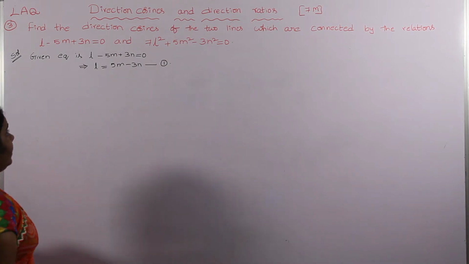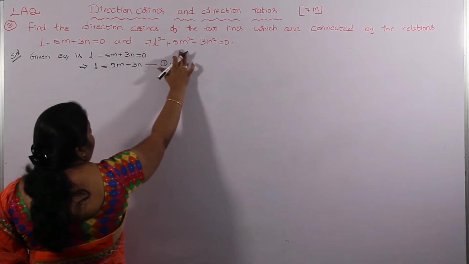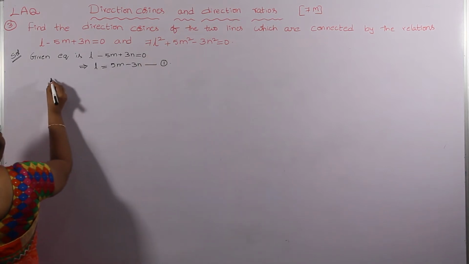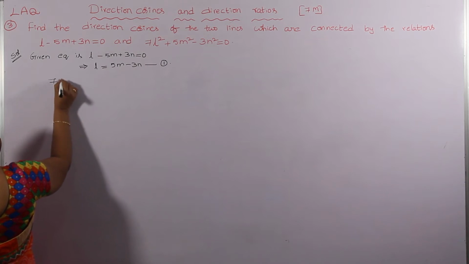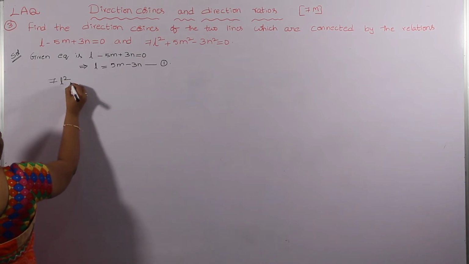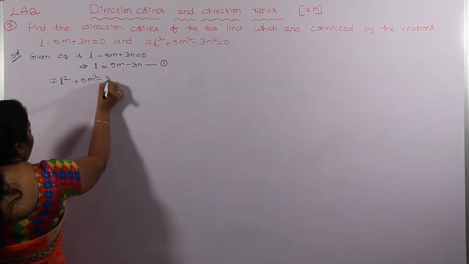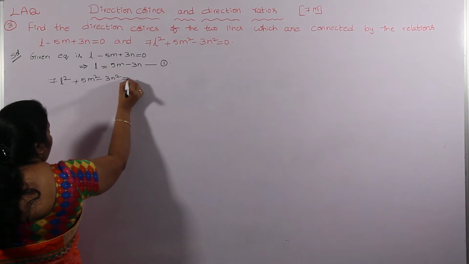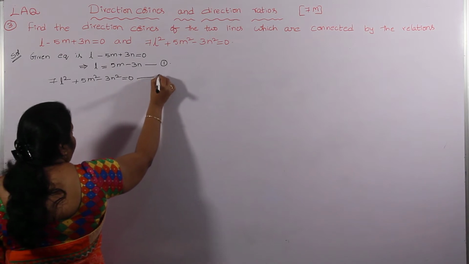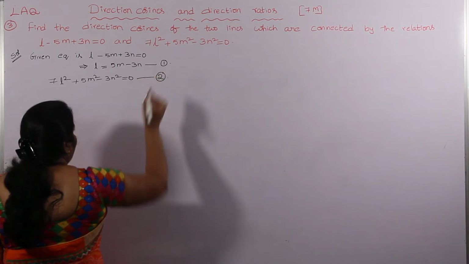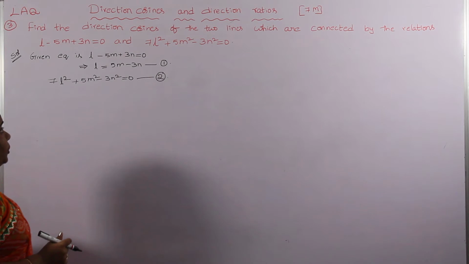This is equation 1. Next, the second equation is 7l square plus 5m square minus 3n square is equal to 0. This is equation 2.